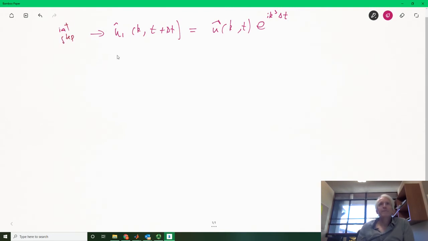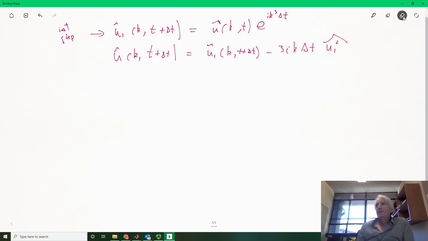We're going to delete that. We're not going to save that. But u hat of k comma t plus delta t is equal to the old value, which, we've got to make sure it's not the old one, but the old one with at least that step done, otherwise of course it will be forgotten and won't happen, minus 3ik delta t times the Fourier transform of that squared.